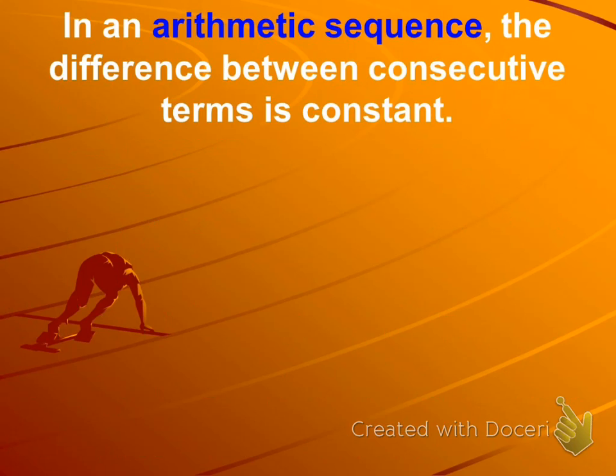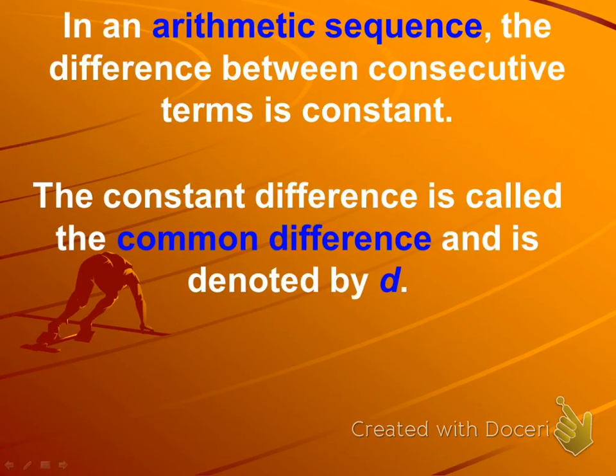An arithmetic sequence is a sequence where there is a common difference, where the difference between consecutive terms is constant, and that constant difference is called the common difference. It is notated or denoted by the letter d in the formulas that we'll talk about in this section.